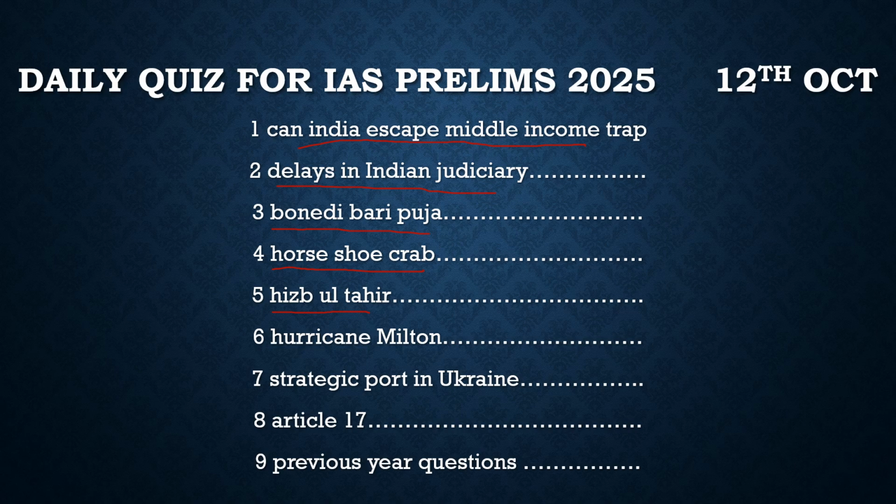Then there is another article. It is about Hurricane Milton, which had a devastating effect on the east coast of North America, Florida. So we need to know where it impacts, and we will learn more about it when we solve the question. After that, there is another article.